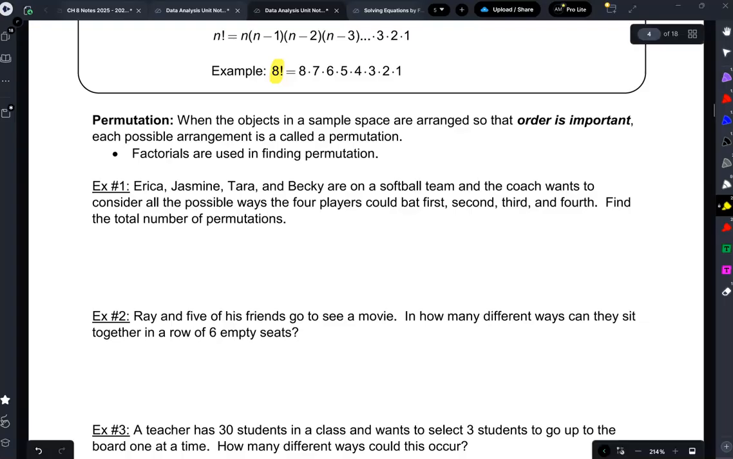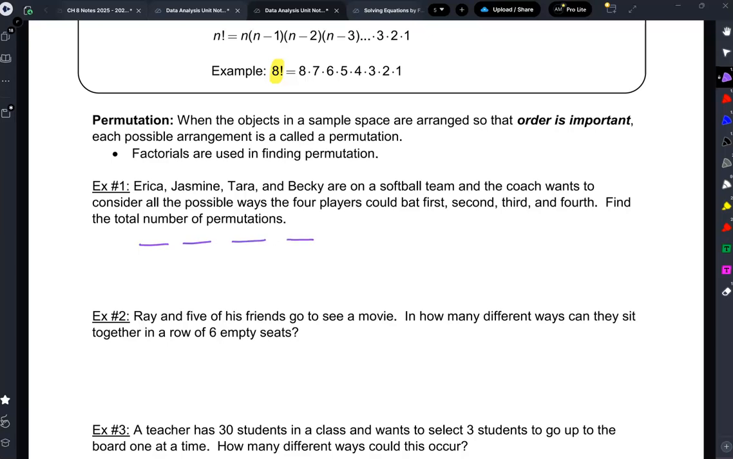And factorials are what is used to find the number of permutations. So look at this one. Erica, Jasmine, Tara, and Becky are on a softball team, and the coach wants to consider all the possible ways the 4 players could bat first, second, third, and fourth. One possibility is Erica, Jasmine, Tara, Becky. Another possibility is Tara, Erica, Becky, Jasmine. So we want to know what the different ways are. There are 4 people batting.